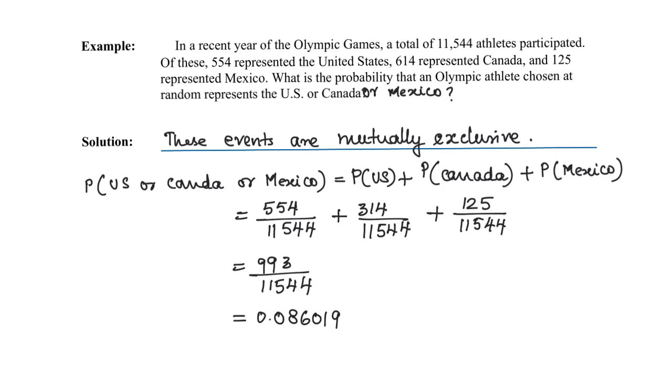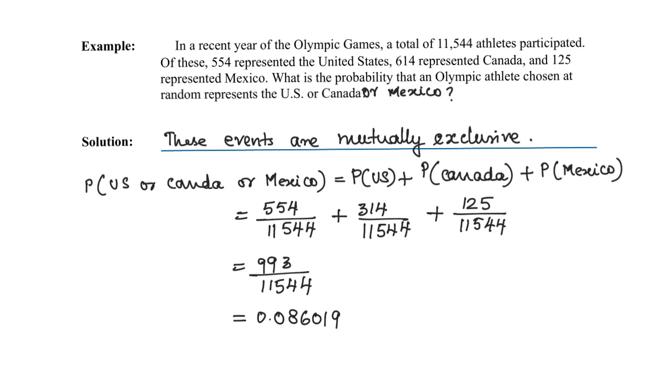In this example, in a recent year of Olympic Games, the total athletes participated, also the number of athletes from 3 different countries, are given. And we need to find the probability that an Olympic athlete chosen at random represents the US or Canada or Mexico. So these events are mutually exclusive. So we just have to add the probability that the athlete is from US plus the probability that the athlete is from Canada plus the probability that the athlete is from Mexico. Then add that.